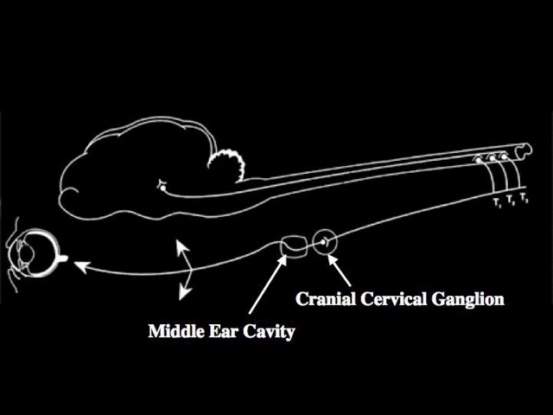Let's talk about how Horner's syndrome can develop. This is a diagram of the sympathetic innervation of the eye. And you can see that it's coming out of T1 to T3. This is the preganglionic neuron. This is the ganglion with the synapse to the postganglionic neuron. This is the middle ear, and the structure passes close to the chamber of the middle ear, and then it travels up to the eye. So there we go, cranial cervical ganglion and middle ear cavity.